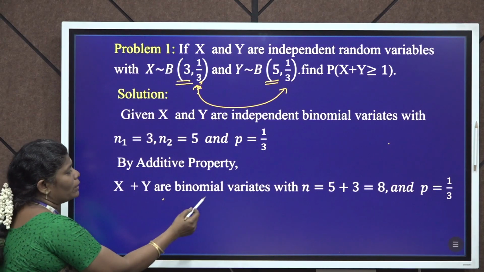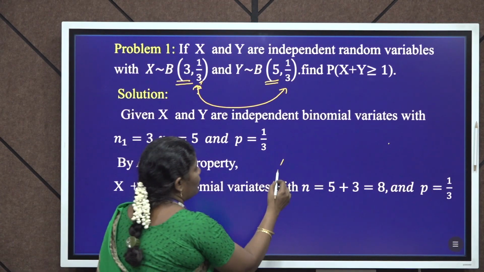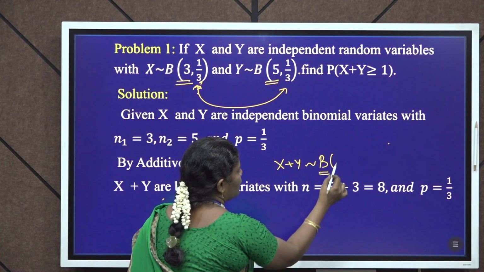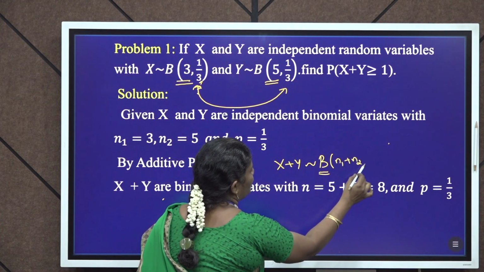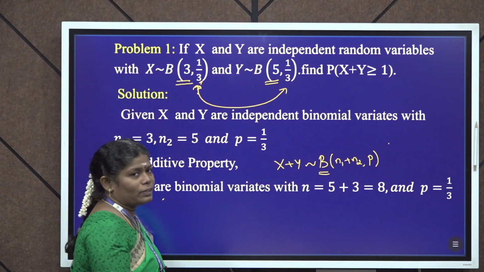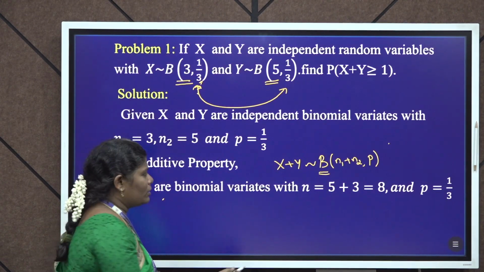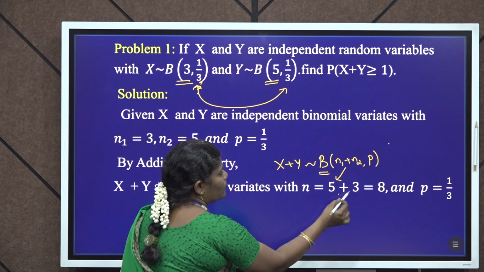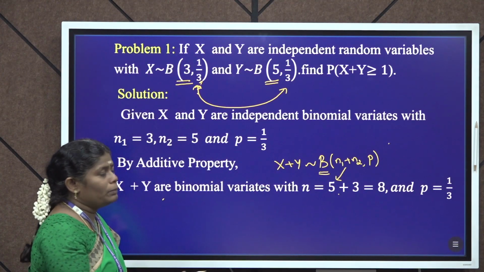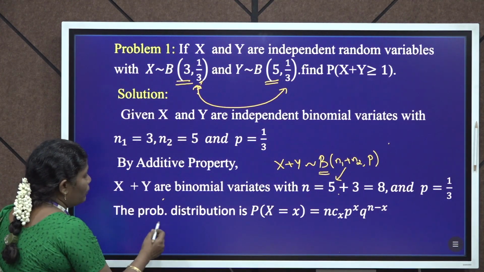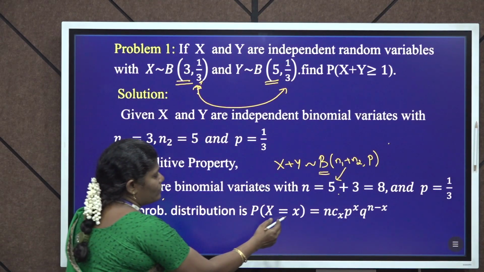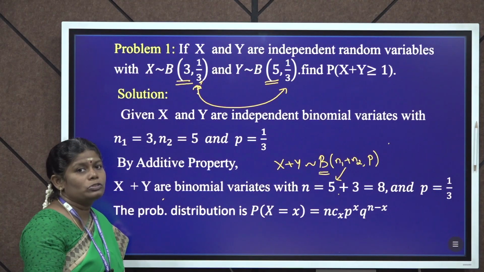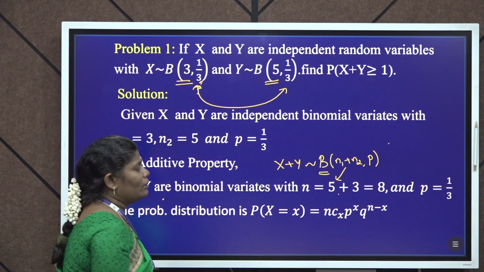X + Y is a binomial variate, with X + Y related to B(n1 + n2, p). p is the probability of success, and n = n1 + n2 is the number of trials. This is equal to 5 + 3, so we get n = 8 and p = 1/3. The probability distribution is P(X = x) = nCx p^x q^(n-x), for x = 0 to 8, since n is 8, and p + q = 1.